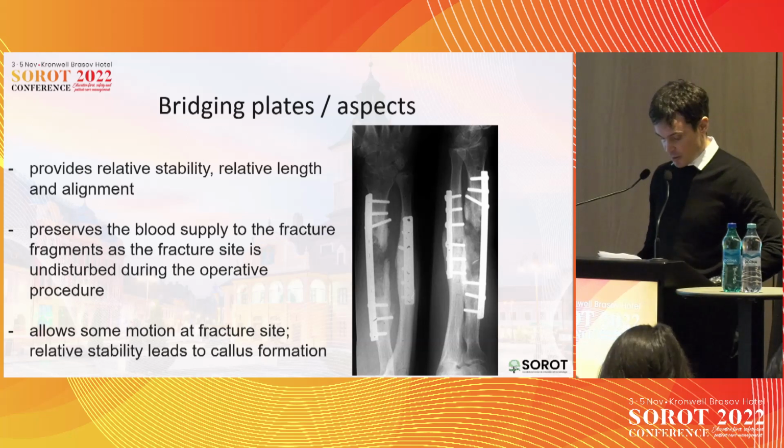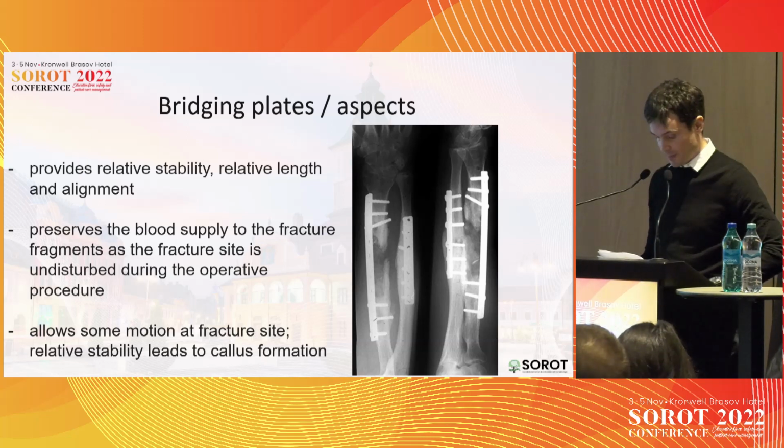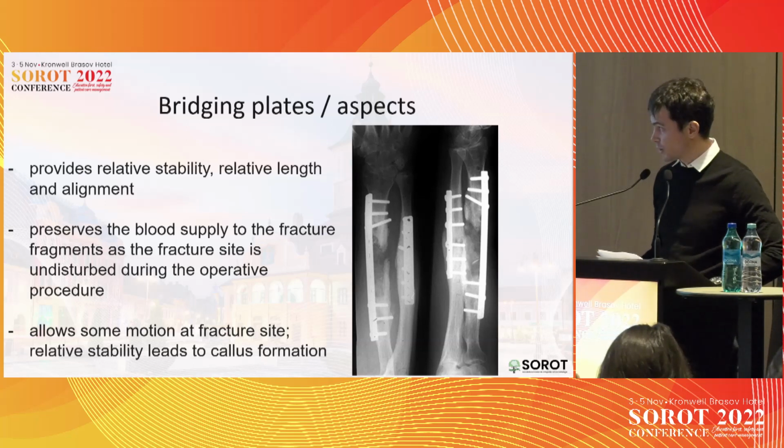So furthermore, the locking plate provides relative stability, relative length, and alignment. It preserves the blood supply to the fracture fragments as the fracture site is undisturbed during the operative procedure. This theoretically improves secondary bone healing. It allows some motion at the fracture site, and relative stability leads to callus formation.